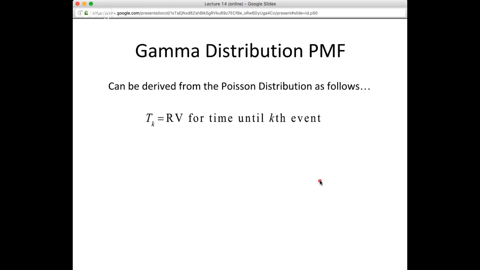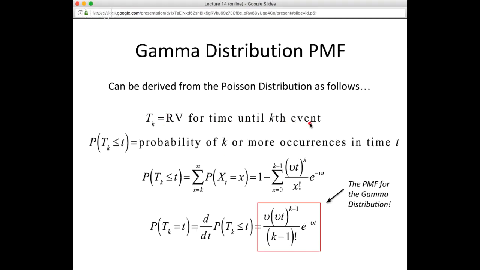Another cool little derivation. Let's define T_k as the random variable for the time until the kth event, basically what we said on the last slide. Then the probability that T_k is less than or equal to some specific realization of little t is the probability of k or more occurrences in time t. So what we're saying is that the time to the kth occurrence being less than or equal to little t is equivalent to having k or more occurrences in that time t. Hope that made sense. It made sense to me.